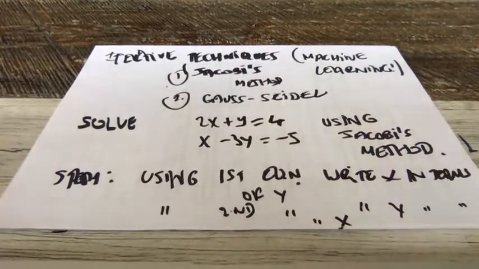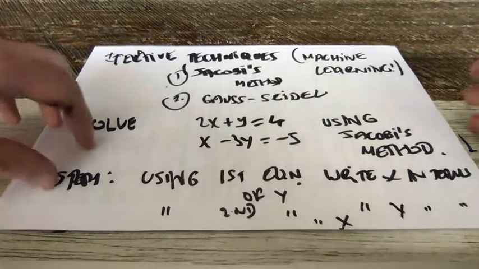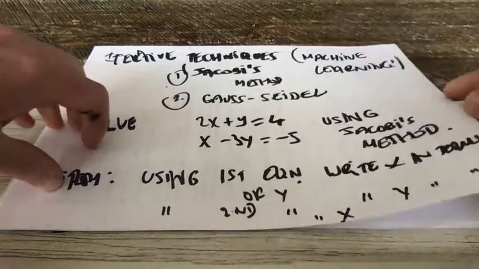So this is the important component of the recipe. You go to the first equation, you write x in terms of y. You go to the second equation and you write y in terms of x. And you may ask, Jerry, why are we doing this? Because this is what works. Okay, so let's do this, and we'll just set this in motion for a bit.